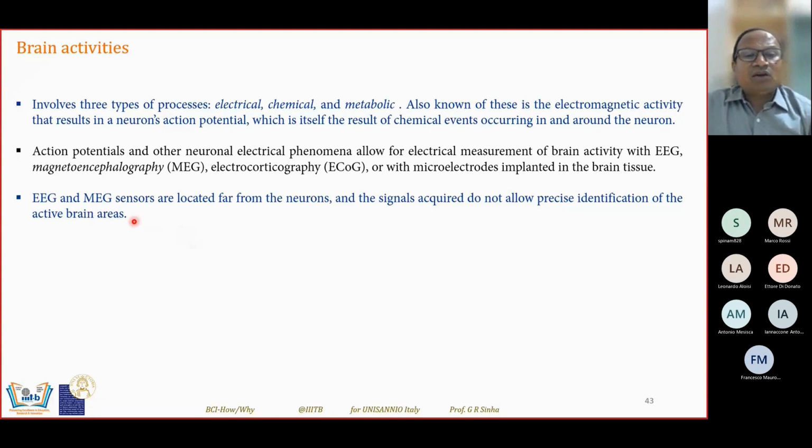So EEG and MEG are located far from the neurons. Therefore, I mentioned they are non-invasive. And the signals acquired do not allow precise identification of the active brain areas. And this is why the signal strength is weak.